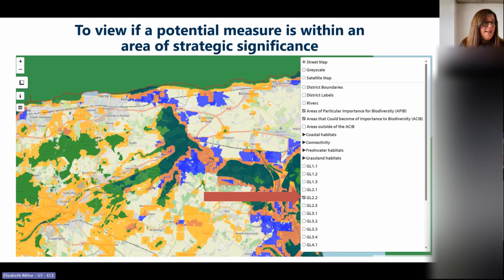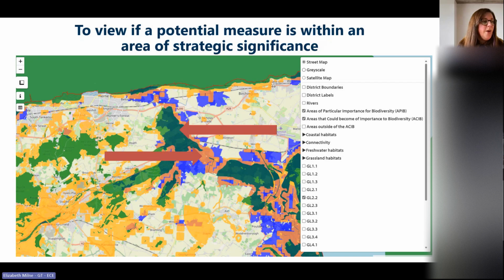So in this case, it is going back to that coastal and floodplain grazing marsh potential measure. You click on that, that will bring it up, and then you just overlay that with both the areas of particular importance for biodiversity and areas that could become of importance for biodiversity. And you will get this beautiful coloured map viewing. And what this shows is where there is dark green or orange, these are areas where the potential measure falls into an area of strategic significance.